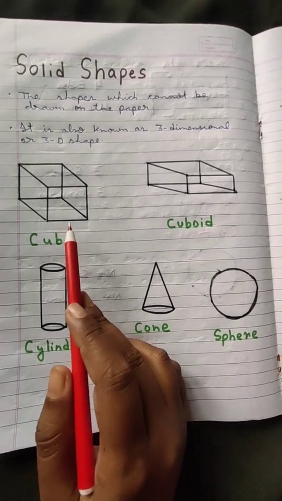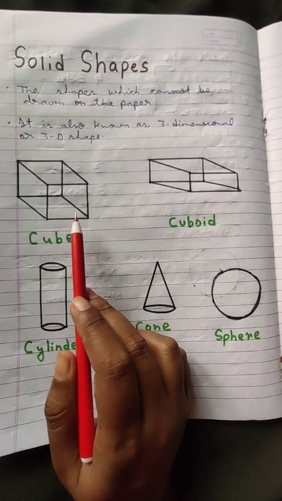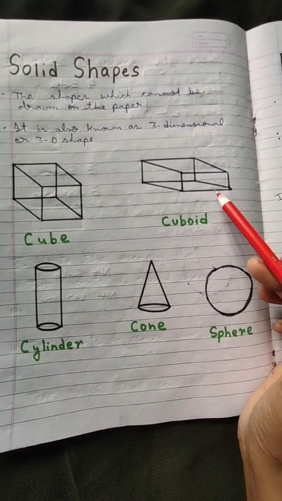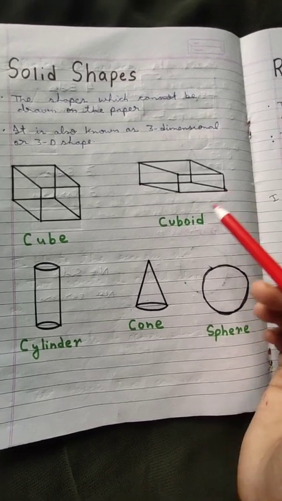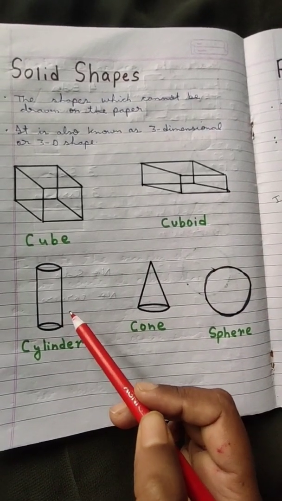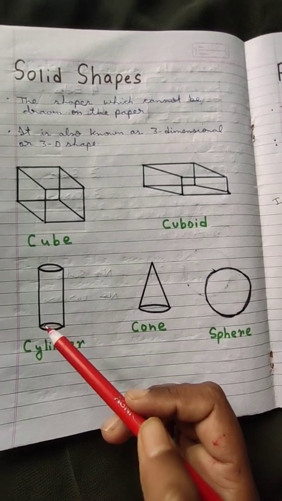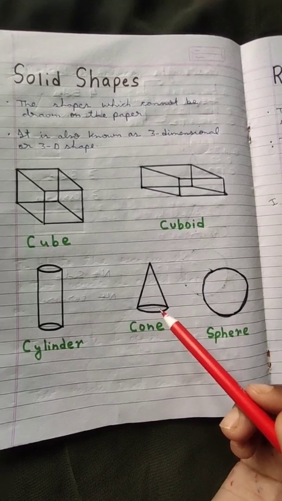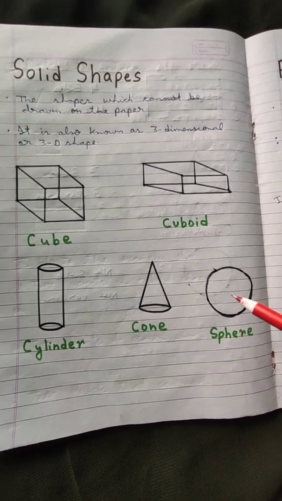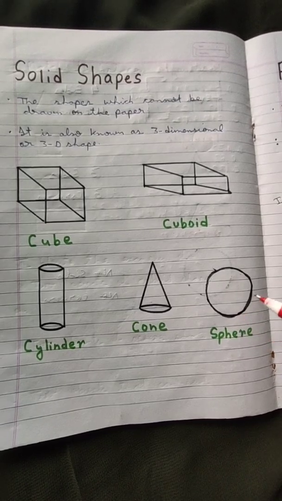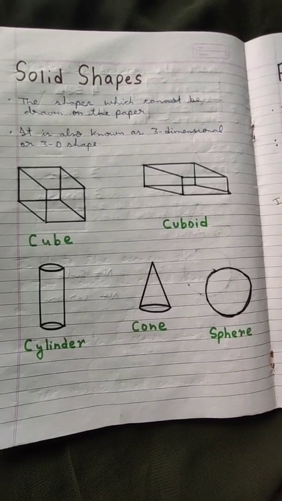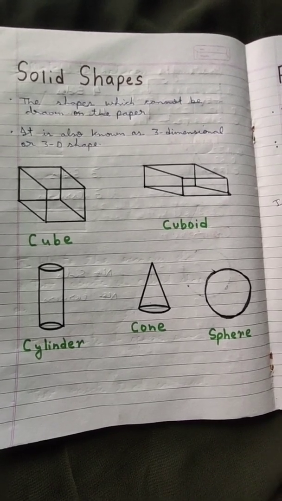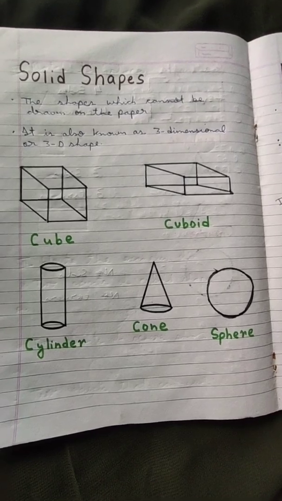Now the object which is of a cube shape is dice. The object which is of cuboid shape is matchstick. The object which is of cylinder shape is pipe. The object which is of cone shape is birthday cap, and the object which is of sphere shape is football. So these are some shapes which we see in our surrounding. Children, you will learn more about solid shapes later on.